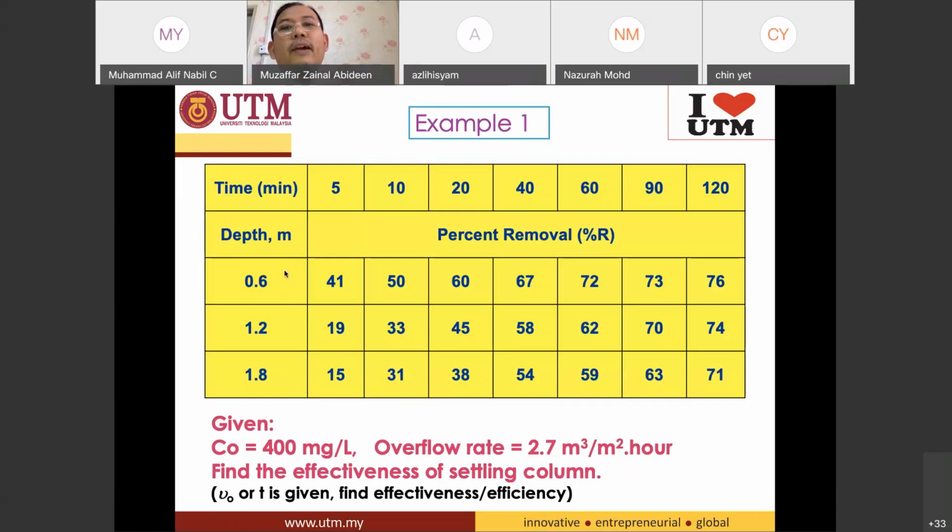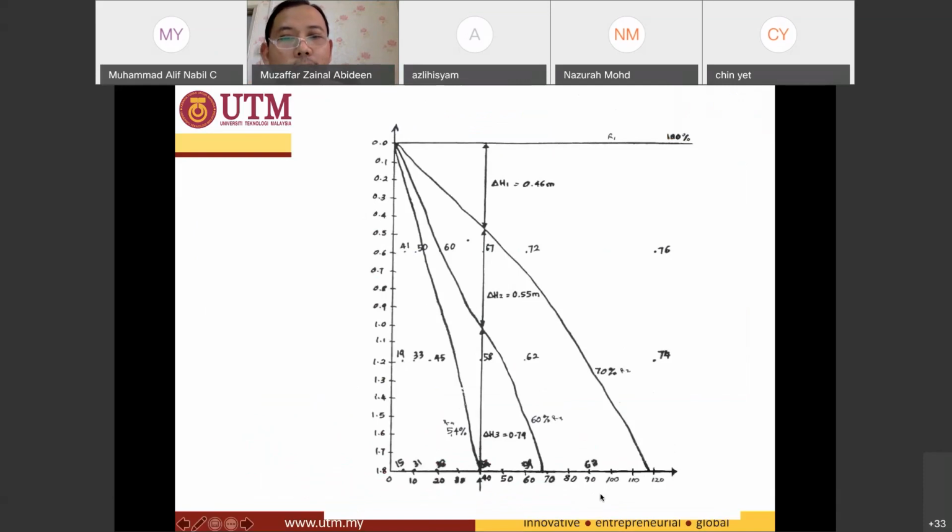If they want the height of the settling tank or sedimentation tank to be 2 meters, then they have a column of 2 meters. So that's why this person got that 40. Or they chose 40 because the overflow rate is given and they calculated T to be 40, and they went straight to this 40 and measured off delta H and delta H like that.